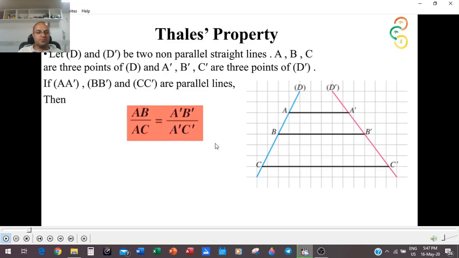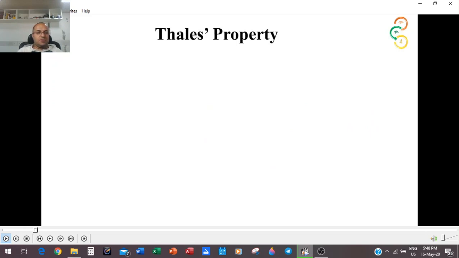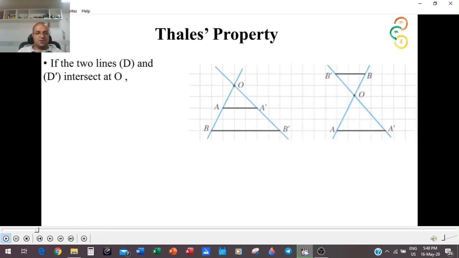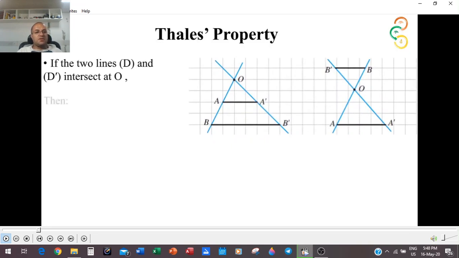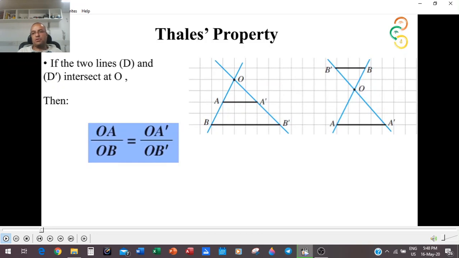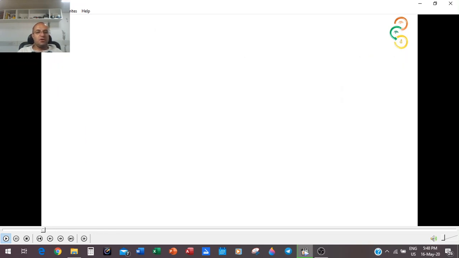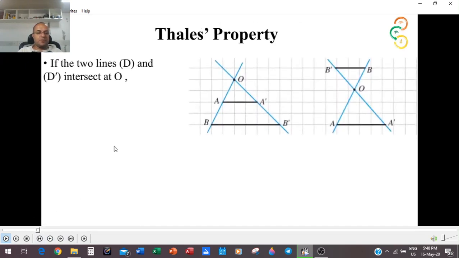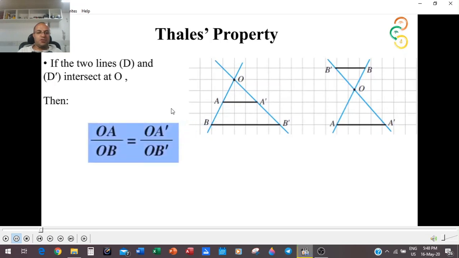Okay, this is very important. Pay attention to it. We use it in trapezoids, and we are going to explain it in triangles. If the two lines D and D prime intersect at O, then we have a triangle OBB prime, and we have a triangle OCC prime, then OA over OB equals OA prime over OB prime.